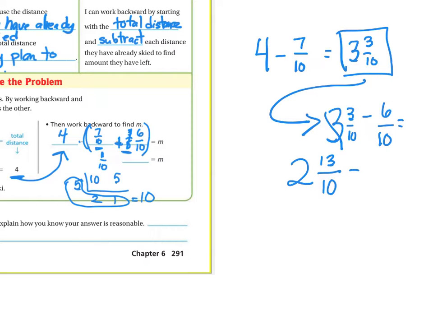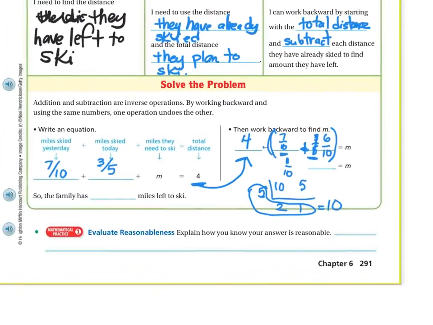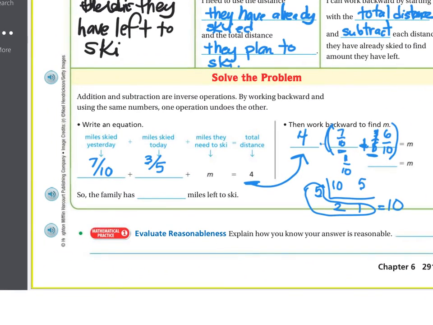13/10. Then we subtract the 6/10, and we get 2 and 7/10. So that's our M, 2 and 7/10. So M is 2 and 7/10. So that's our answer. The family has 2 and 7/10 of a mile left to ski.